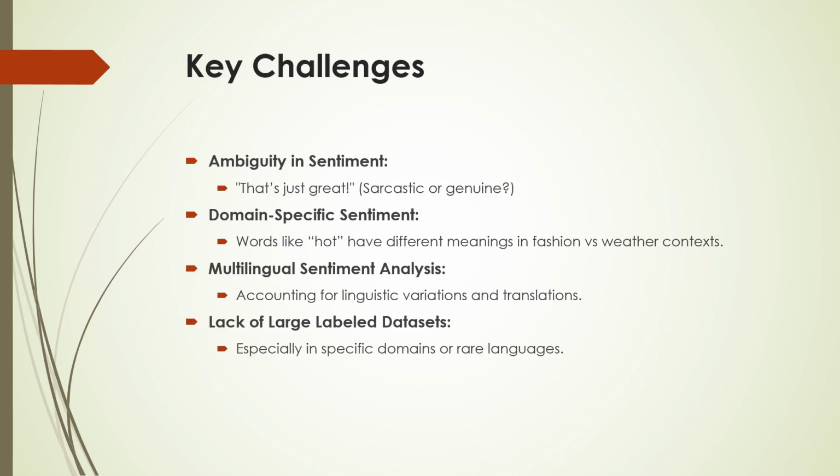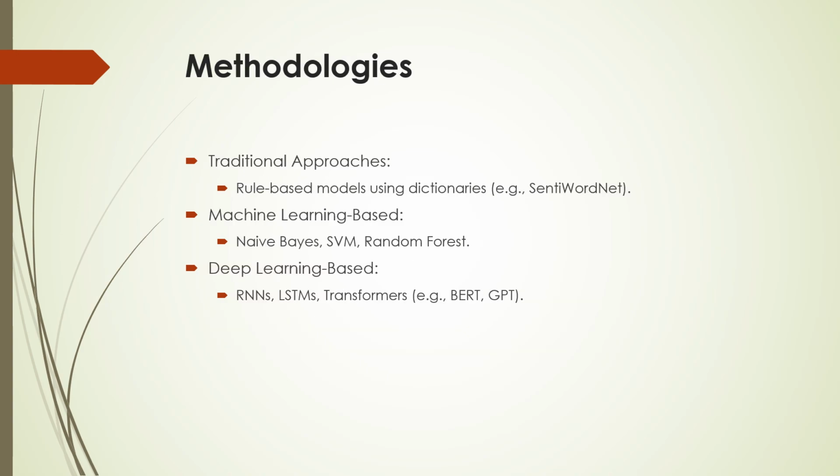And coming to the next slide, it is methodologies. We have different methodologies like traditional approaches, where rule-based models use dictionaries, and also we have machine learning based, like Naive Bayes, SVM, random forest, and also deep learning based, like RNNs, LSTMs, transformers, which includes BERT and GPT. So I'll go through each of the methodologies, like traditional and also what are the rules we have, and machine learning and also deep learning based.